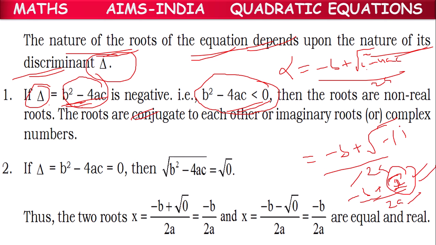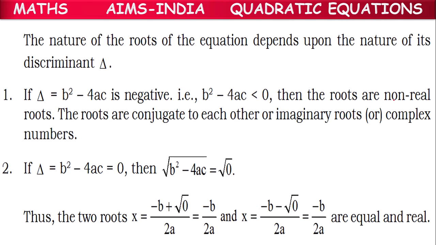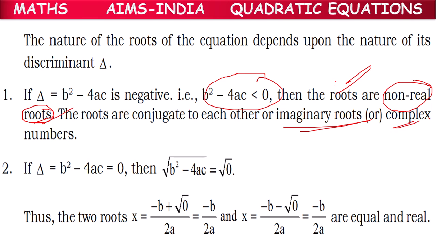Minus b plus i by 2a, where minus b and 2a are real numbers and i is an imaginary number. There is no such number like root of minus 1 in the real numbers. So it's not real. It is called an imaginary number. So the roots will become non-real. If the discriminant is less than 0, the roots will become imaginary, meaning the roots will be non-real roots, or imaginary roots, or complex numbers.